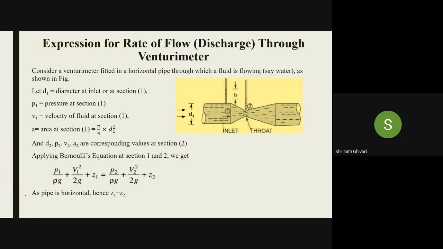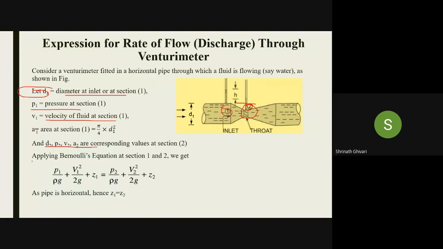So we have seen a venturimeter. A venturimeter is connected to a pipe where we want to measure its flow rate. It consists of a convergent throat and a divergent section. There are two sections, 1 and 2. Section 1 is the inlet and section 2 is the throat. Let D1 be the diameter at the inlet, section 1, and P1 the pressure at section 1. V1 is the velocity of fluid at section 1. A1 is the area at section 1, that is pi by 4 D1 square, because D1 is the diameter. D2, P2, V2 and A2 are the values for section 2.